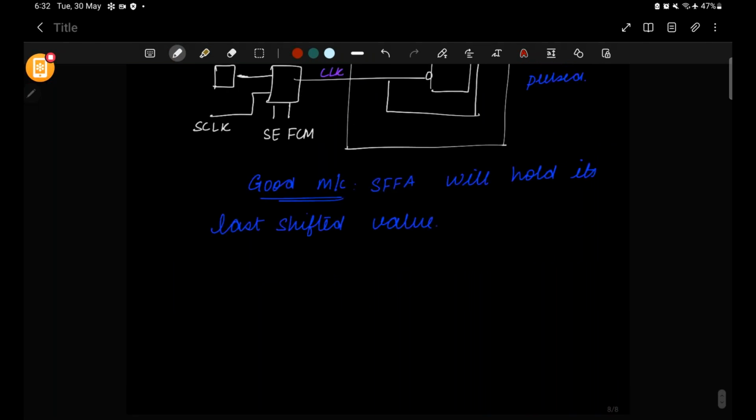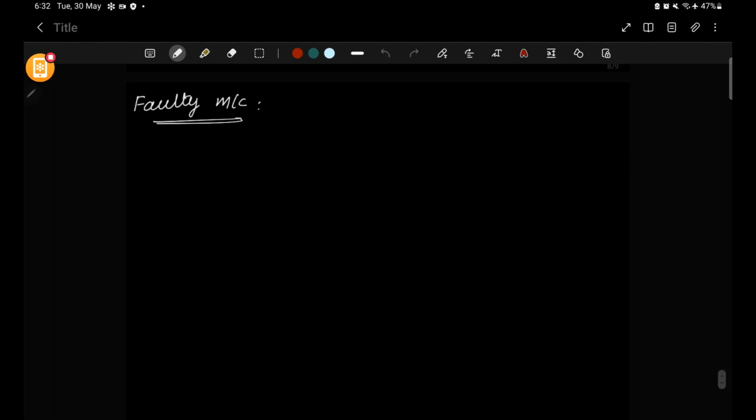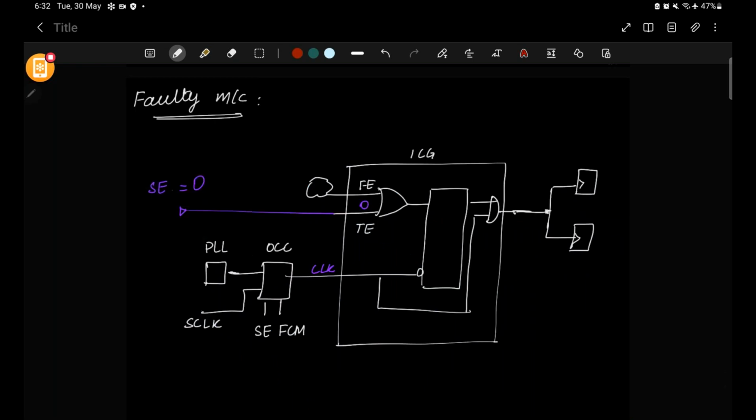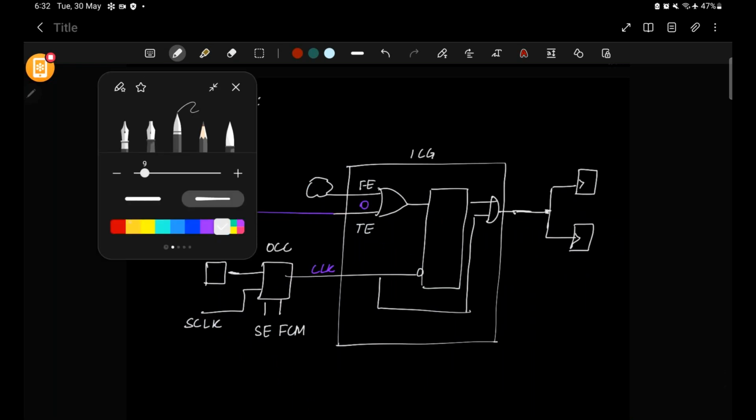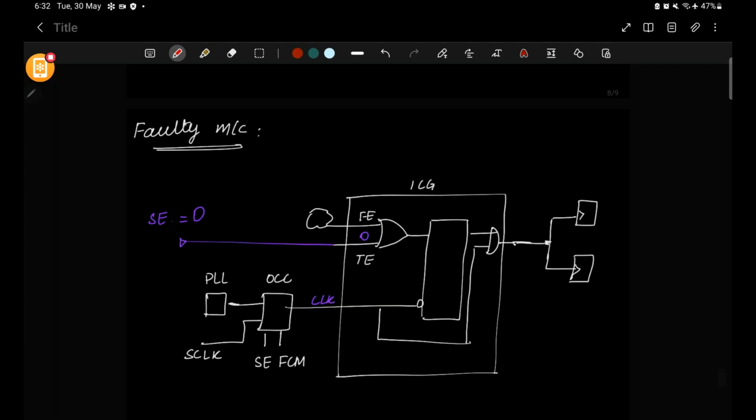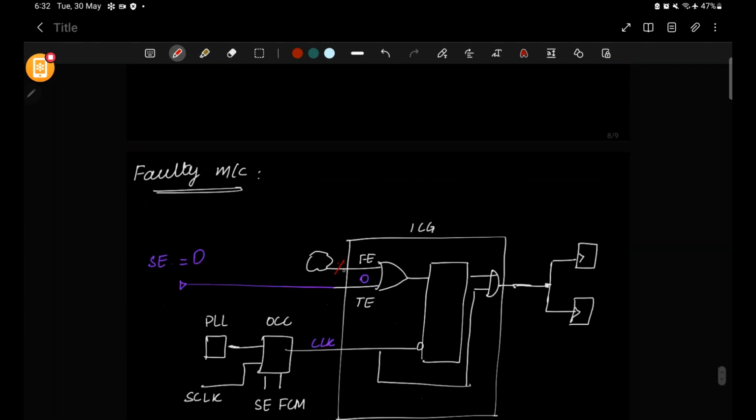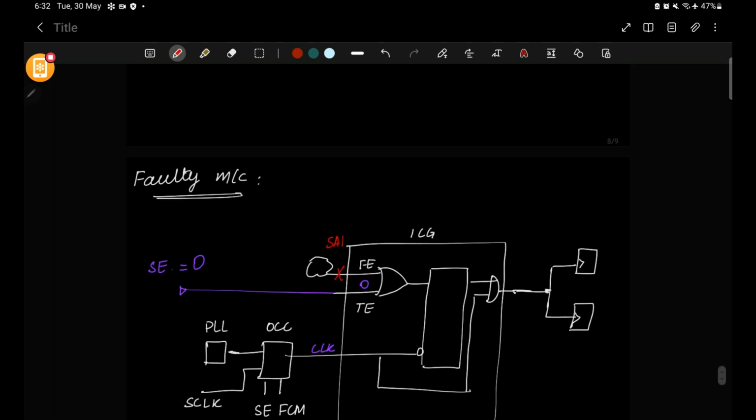Now the tool would have induced the fault because it is a faulty machine. So what fault are we assuming? Stuck at 1, right? So the tool would have induced a stuck at 1 fault here. So as there is a stuck at 1 fault here, it will be 1. The output of this OR gate will be 1. Here the output of this latch will be 1. And whatever value is there at the other input of the AND gate, that is clock, this clock will be propagated to the flops.